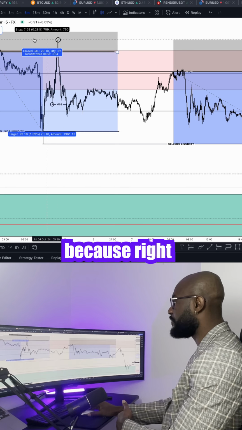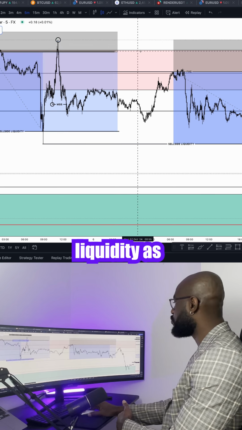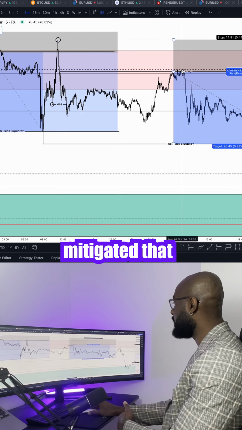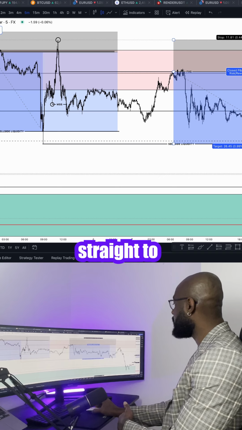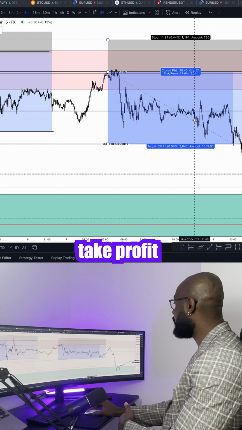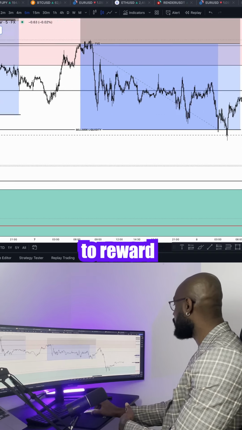And right here is the stop loss, because right here, we've created a high resistance liquidity as well. And you can see how nicely the price mitigated that fair value gap and then dropped straight to the sell side liquidity, running the take profit, delivering a 1:2.4 risk to reward ratio.